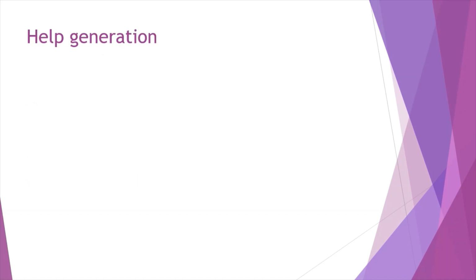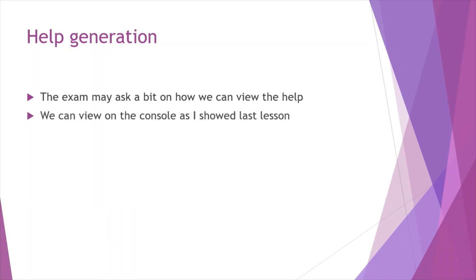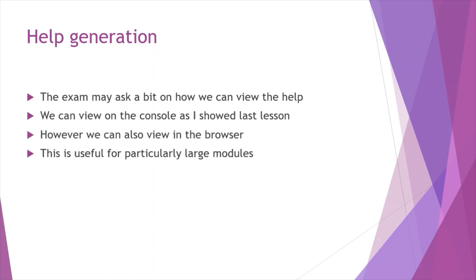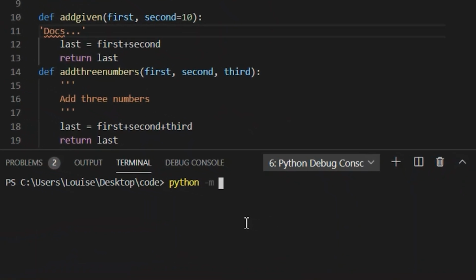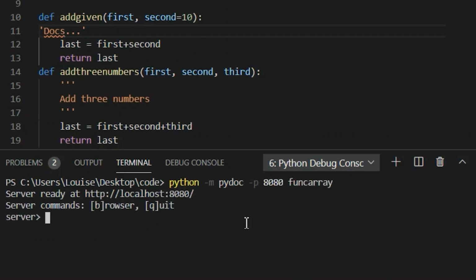So a little bit about the help generation as well. It may ask a bit on how we can view the help. We can view it in the console, as I showed in the last lesson and just now. However, we can also view it in the browser. So let me show you guys real quick. PyDoc -p, we'll say 8080, and then we'll do funcarray. And there we go, the server's ready at 8080.